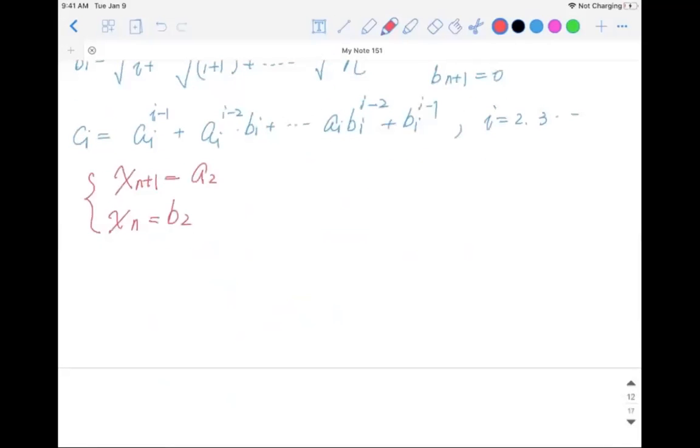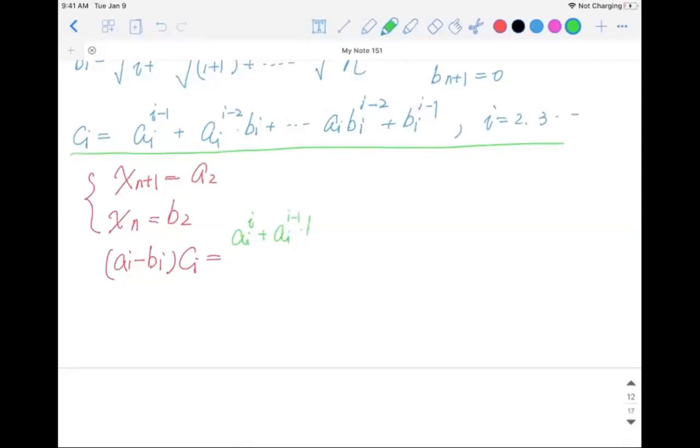Also, I can find out AI minus BI times CI. Let's have a look at how this part looks. According to our definition, this is our definition, right? So AI times CI can be equal to what? AI to the power of I, AI to the power of I minus 1 BI, all the way AI squared BI to the I minus 2, AI BI to the I minus 1. Right? This is AI times CI.